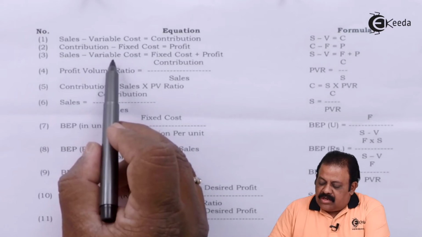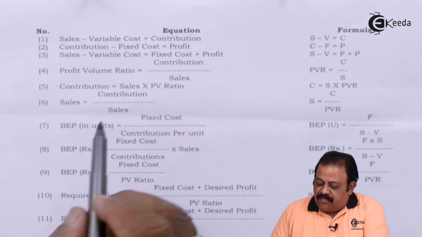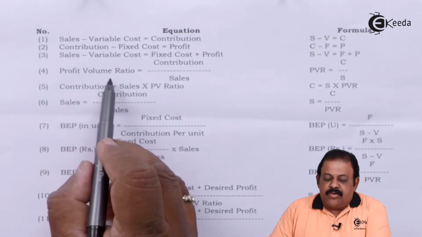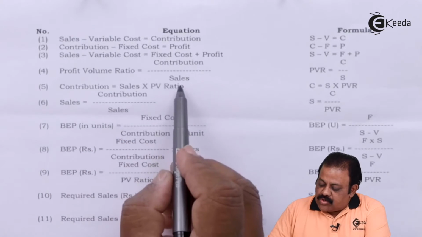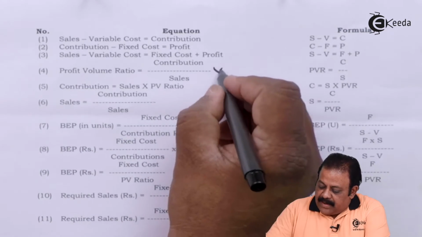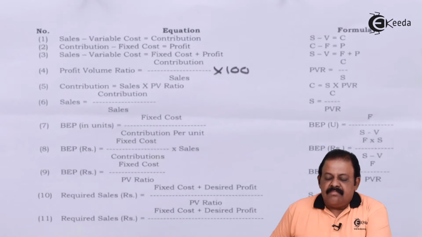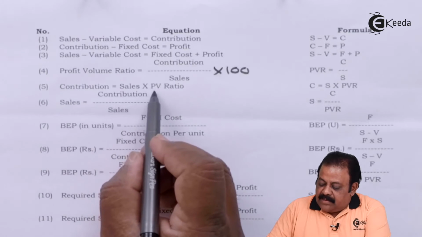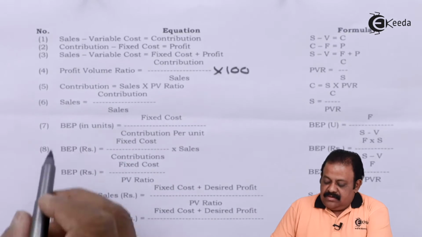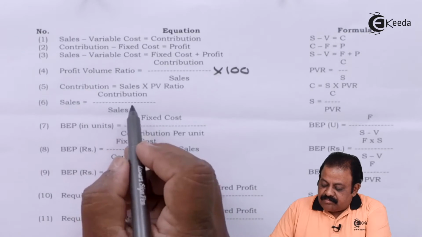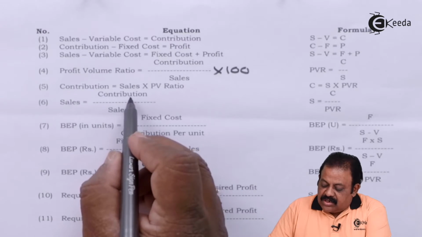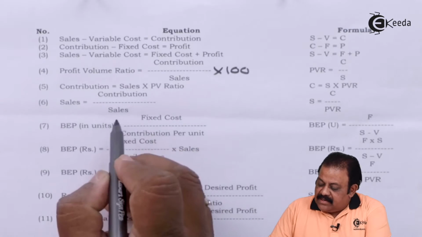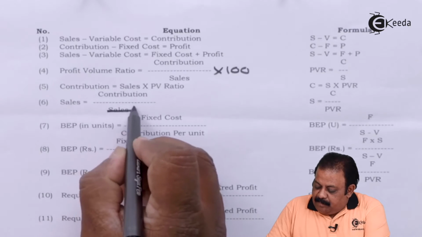Sales minus variable cost is equal to fixed cost plus profit. Profit volume ratio, PV ratio, is contribution upon sales multiplied by 100. If you want to find out contribution, the other formula is sales multiplied by PV ratio. Sales is equal to contribution divided by PVR.